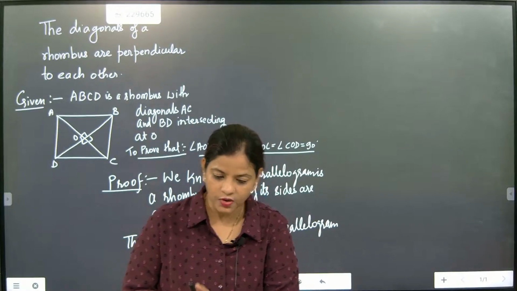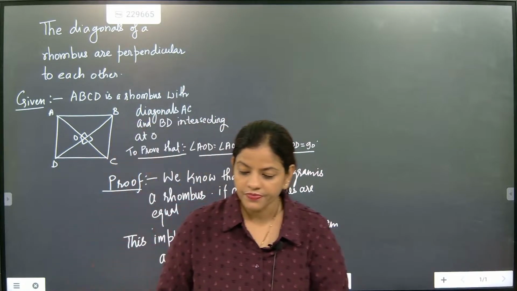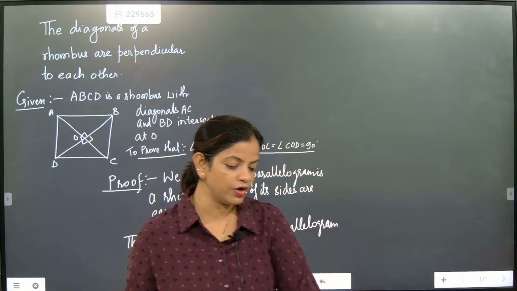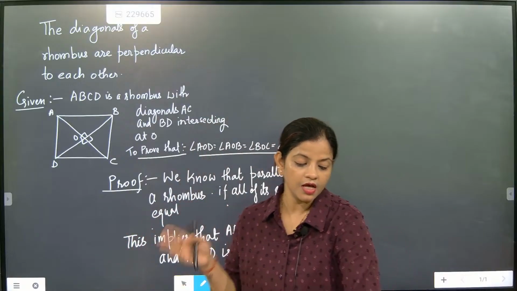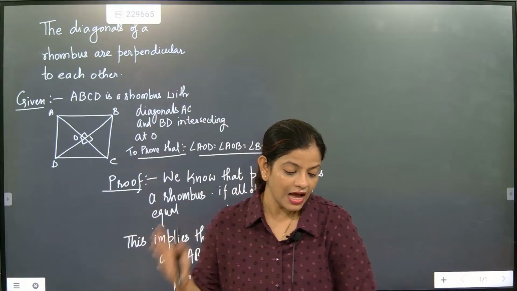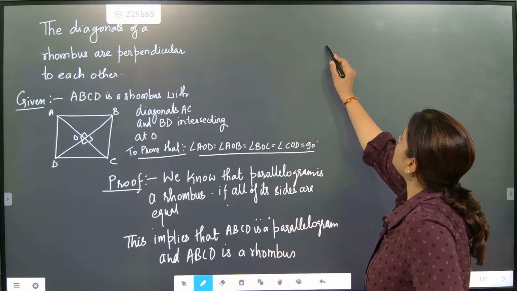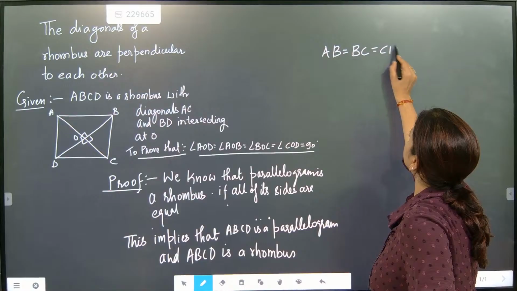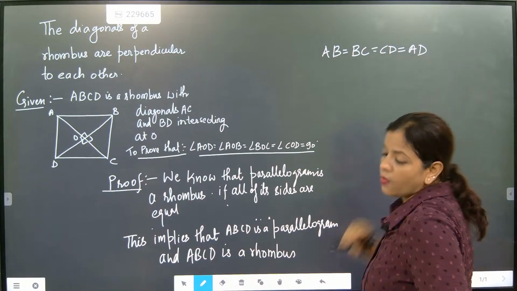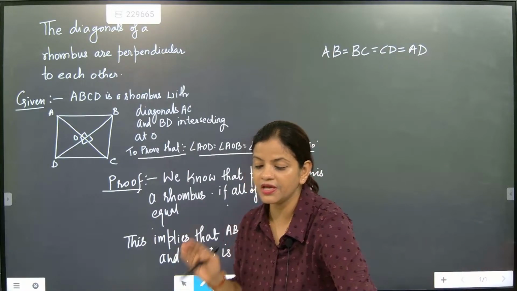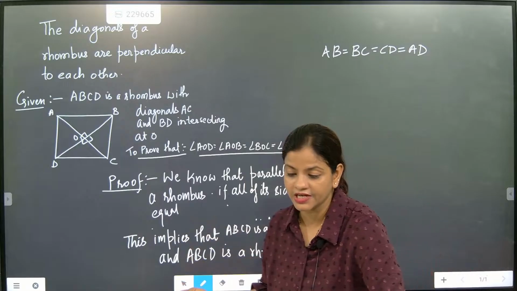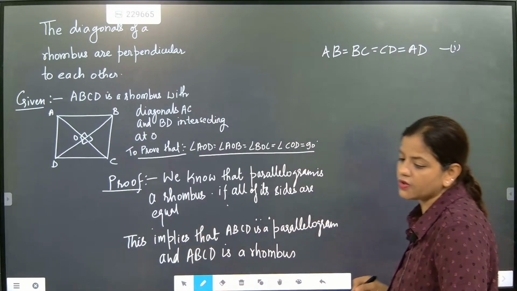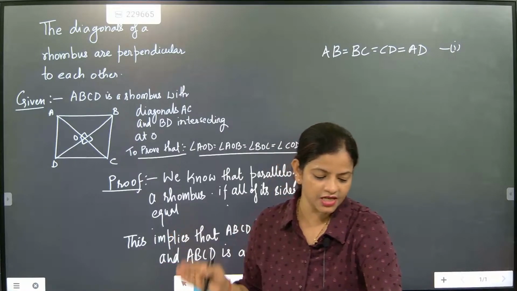Now, next, what we are going to do here is prove the other sections, one by one. Our first work is AB equal to BC equal to CD equal to AD. Why? Everyone type why. Because in a rhombus, all sides are equal.